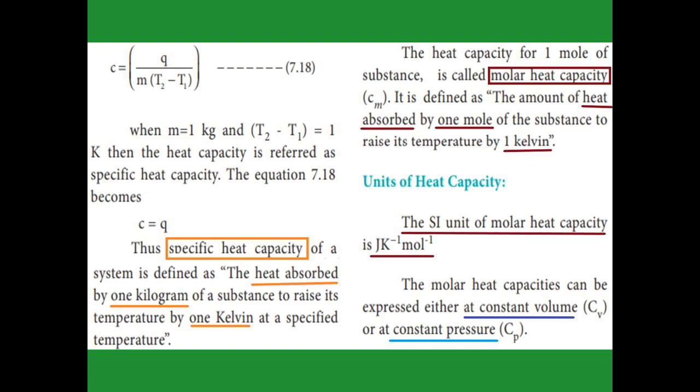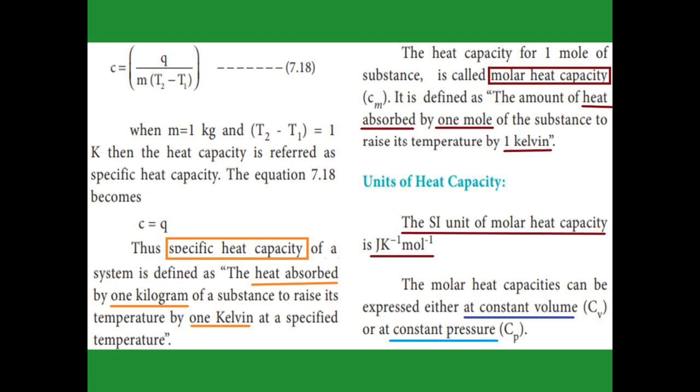Suppose that instead of 1 kilogram, the heat is absorbed by 1 mole of substance, so that the temperature rises by 1 Kelvin. That heat is called molar heat capacity. The SI unit of molar heat capacity: heat is joule, temperature is Kelvin, and mole is mole minus 1. So the SI unit of molar heat capacity is joule Kelvin minus 1 mole minus 1.